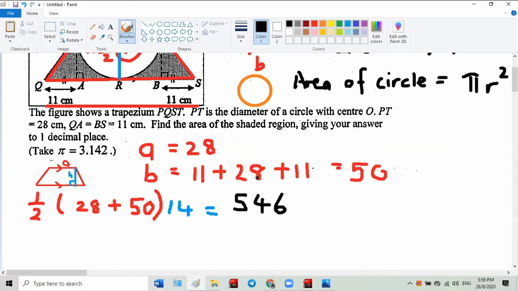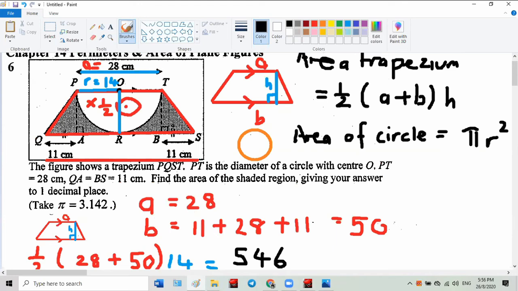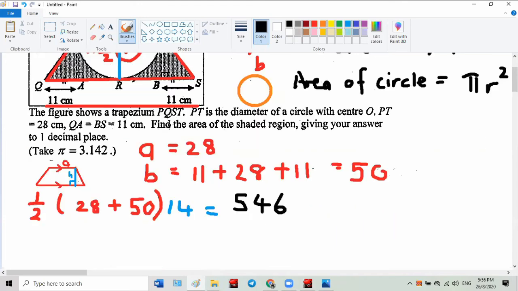Okay. So how to find the shaded region? It is like we now minus the half a circle. Okay, use this one minus half a circle. What is the formula of circle? Pi r squared, right? So minus half of the pi. What's the pi? Take pi as 3.142 here. And what is the radius? I just told you already, right? What's the radius? Anyone?